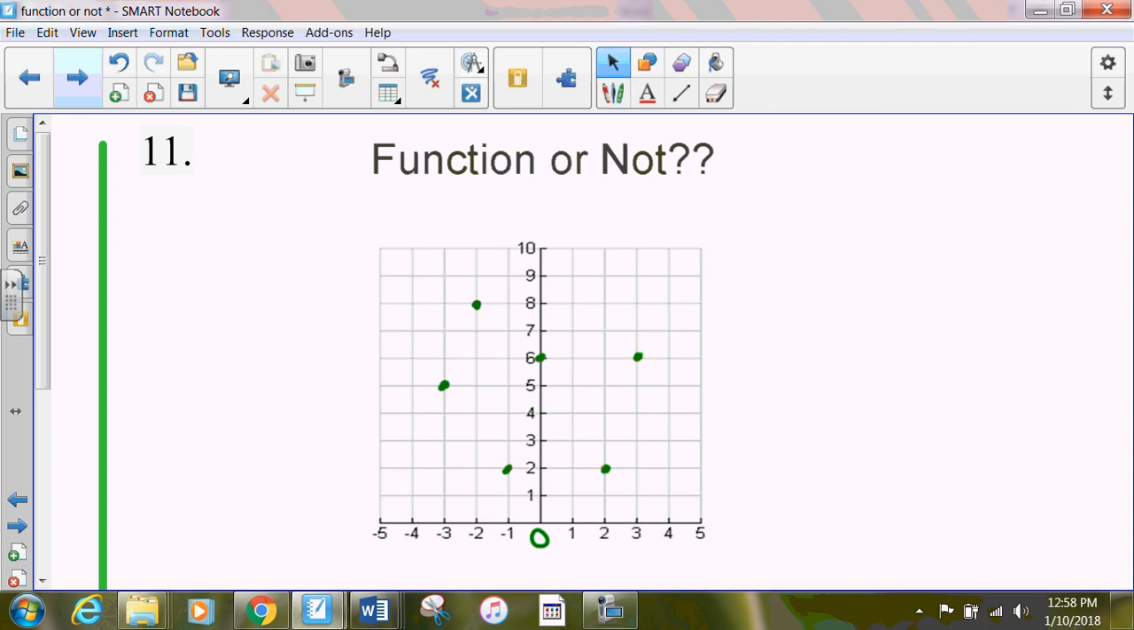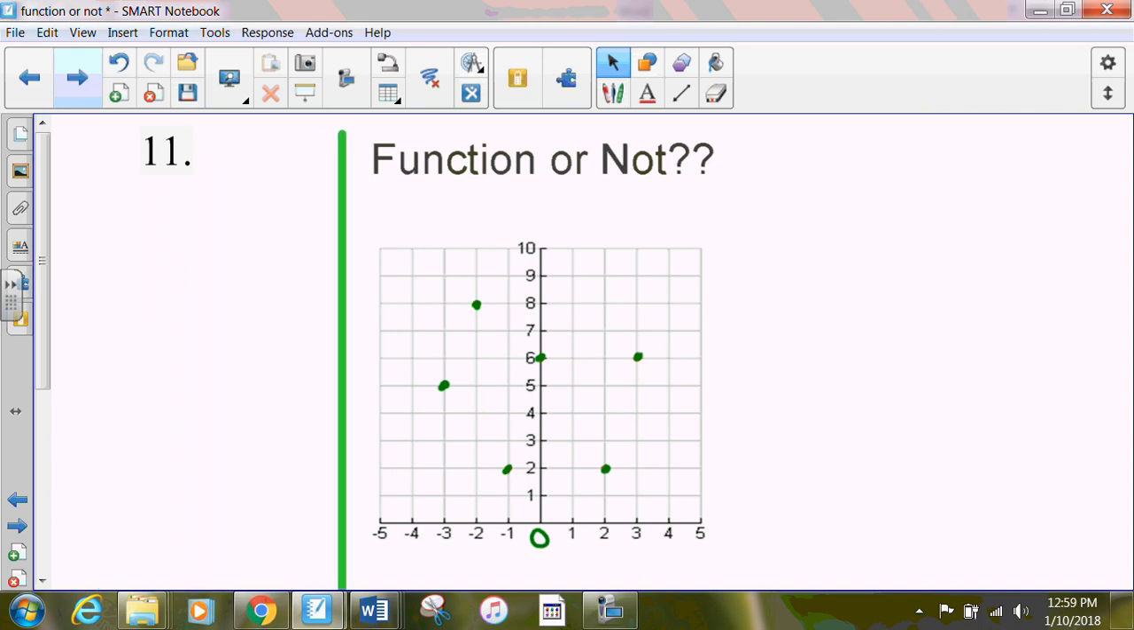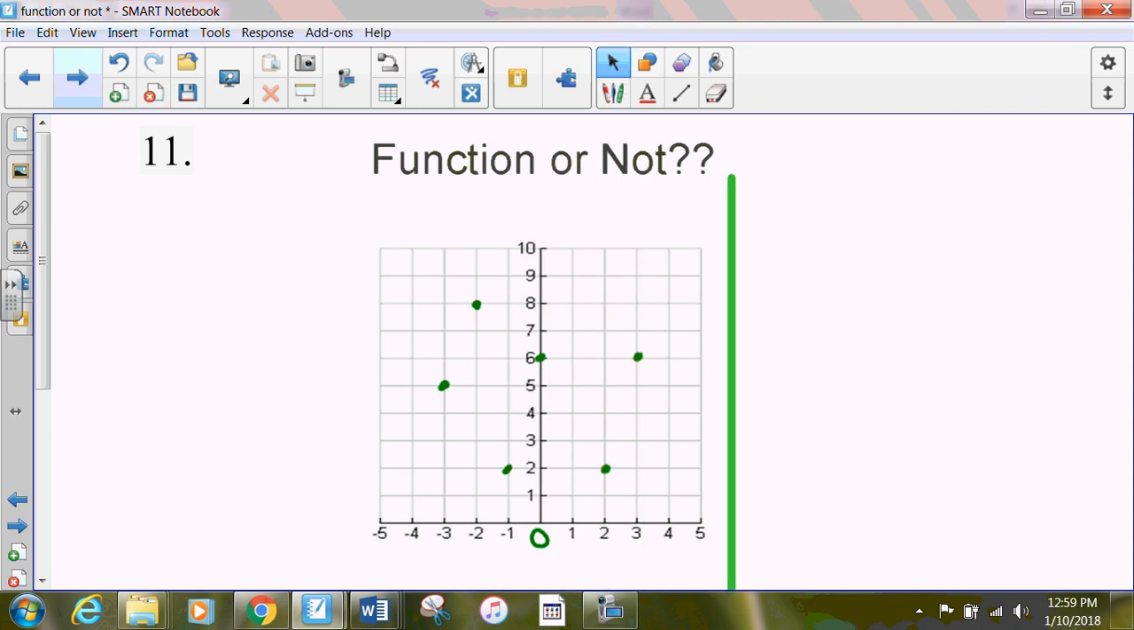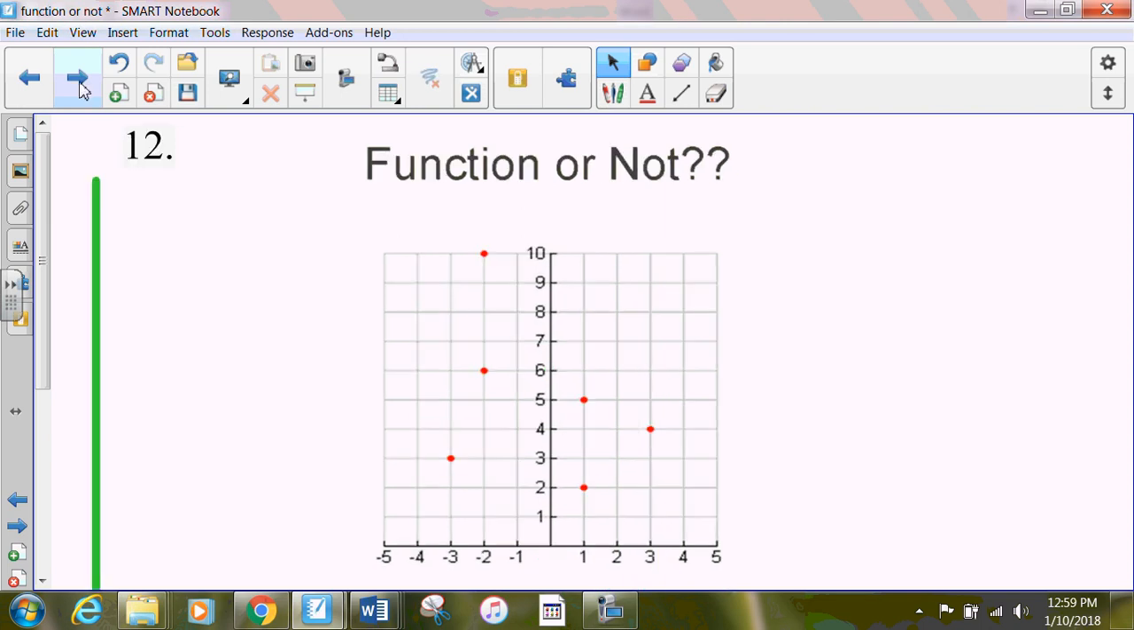Another way to look at it is to do the vertical line test. You can take the vertical line and drag it, and as long as it only hits one dot at a time, beep, beep, beep, then it's a function. That's a second way to do it. So let's look at the following one that hopefully it's not a function so we can see the difference.